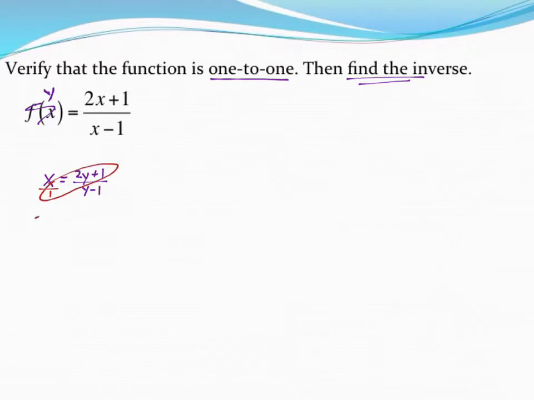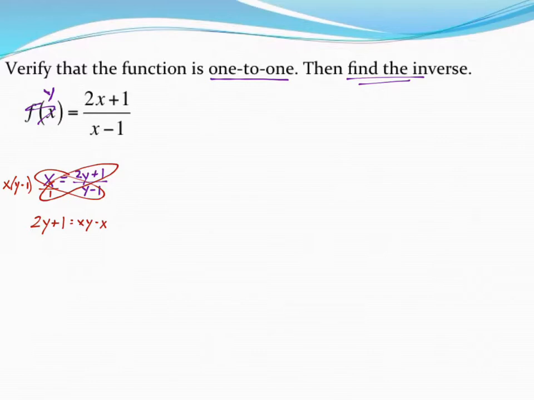So if I cross multiply, I'll start this way. 2y times 1 is just 2y plus 1. And then when I cross multiply the other way, I just need to remember to distribute. So I've got x times (y - 1). When I distribute this, I end up with xy minus x.